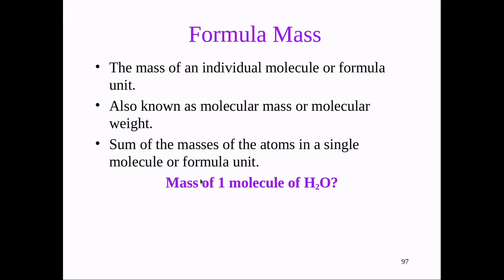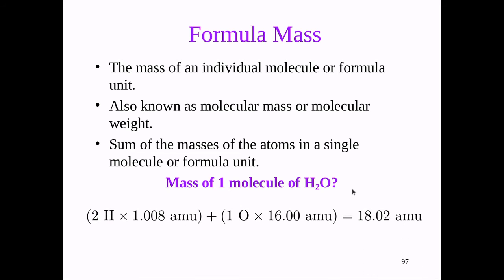So for instance, if we asked ourselves what is the mass of one molecule of H2O, well, we have two hydrogens, and if we look up their mass in the periodic table, it's 1.008 AMU, and we have one oxygen. If we looked up its mass, it would be 16 AMU. So 2 times 1.008 plus 1 times 16, we get 18.02 AMU, and that is the weight of one water molecule.